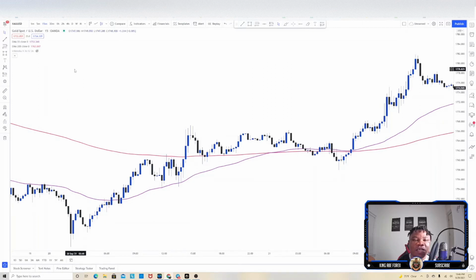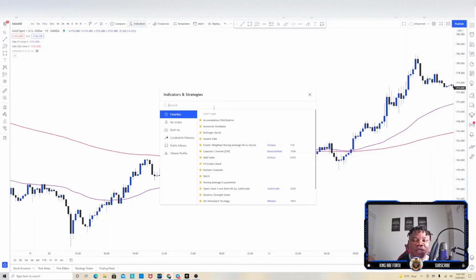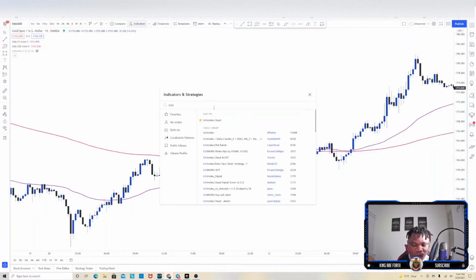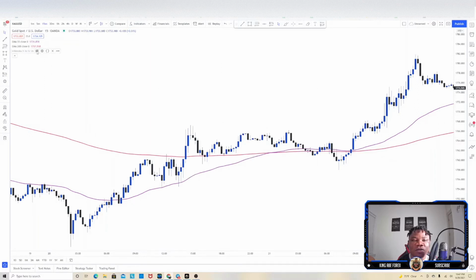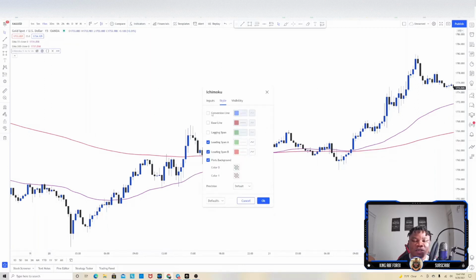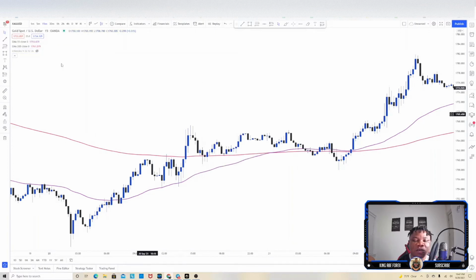The final indicator we're going to be using for this strategy, you go to indicators and search for Ichimoku Cloud. Once you're done, you add it onto your chart and go to settings, and you make sure you remove the conversion line, the baseline, and the lagging span. You only need the leading span A and B, and you need the plots on the background. Once you're done, you click on OK.